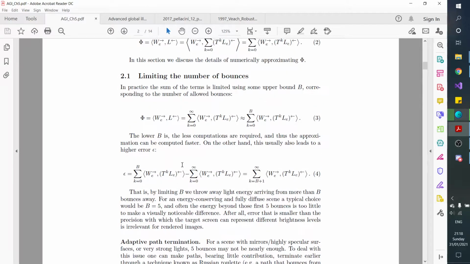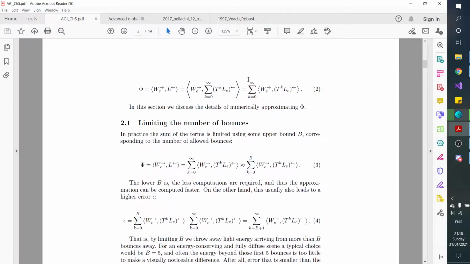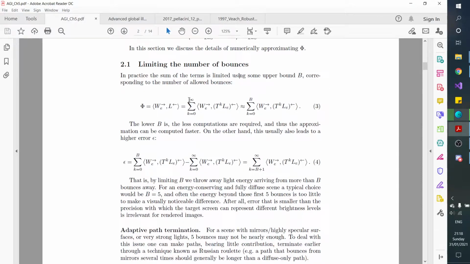Right, okay, before that, let's discuss the problem of this infinity here. We see we have an infinite sum of increasingly dimensional integrals, but obviously in a computer you cannot go to infinity. So what we'll do is stop earlier, at some bounce B, and go no further. What's the idea behind that?